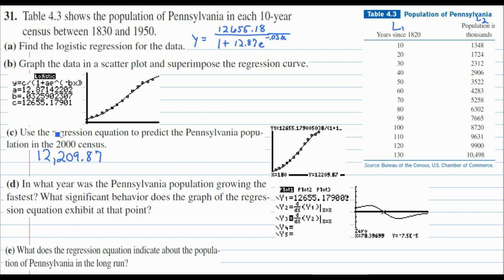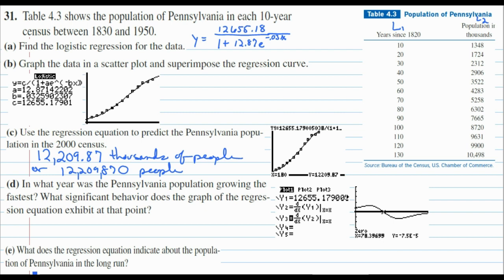Now, I know what you're thinking. Pennsylvania only has 12,000 people in it. That's a huge state. No, remember, this is in thousands. So it's actually 12,209,000. So this is thousands of people, which means that it's really 12,209,870 people. So we're looking at 12 million people, which makes more sense.